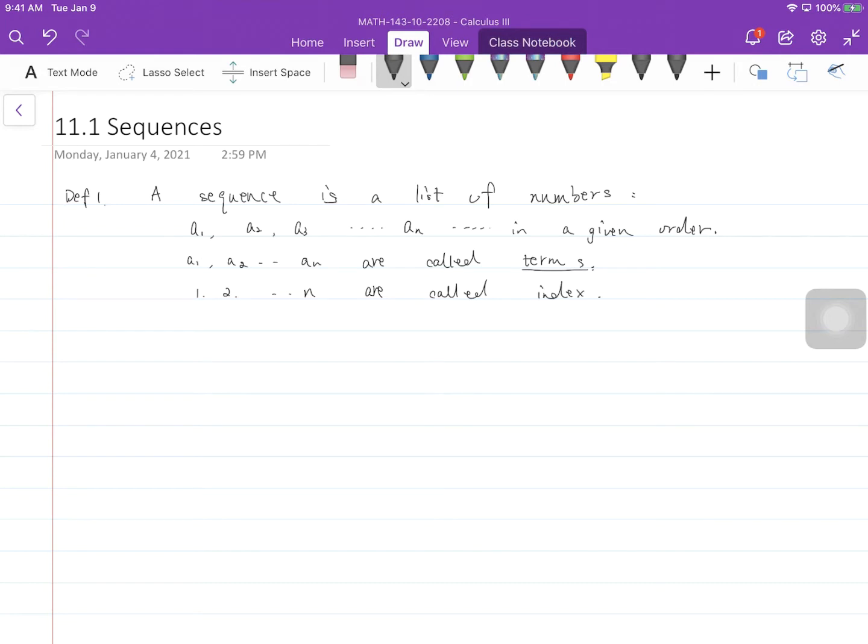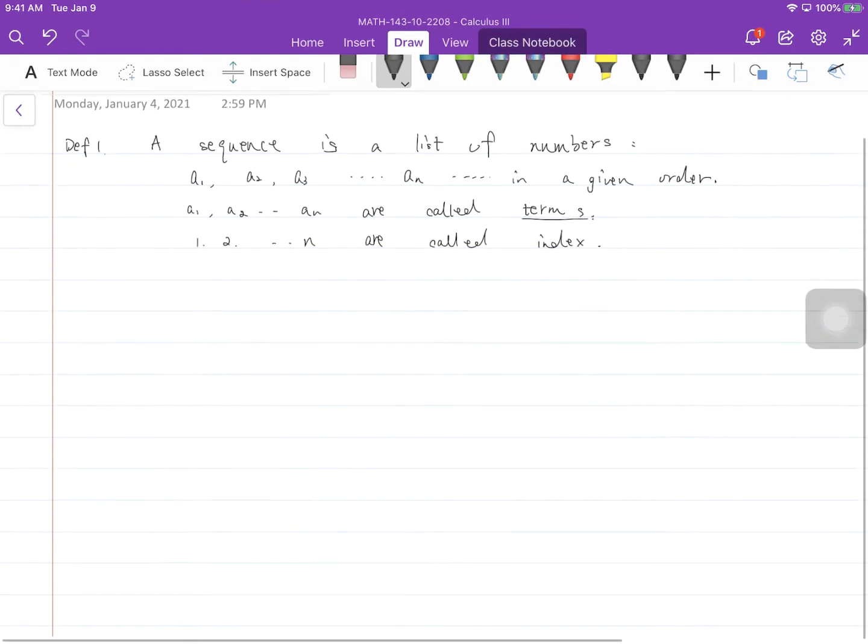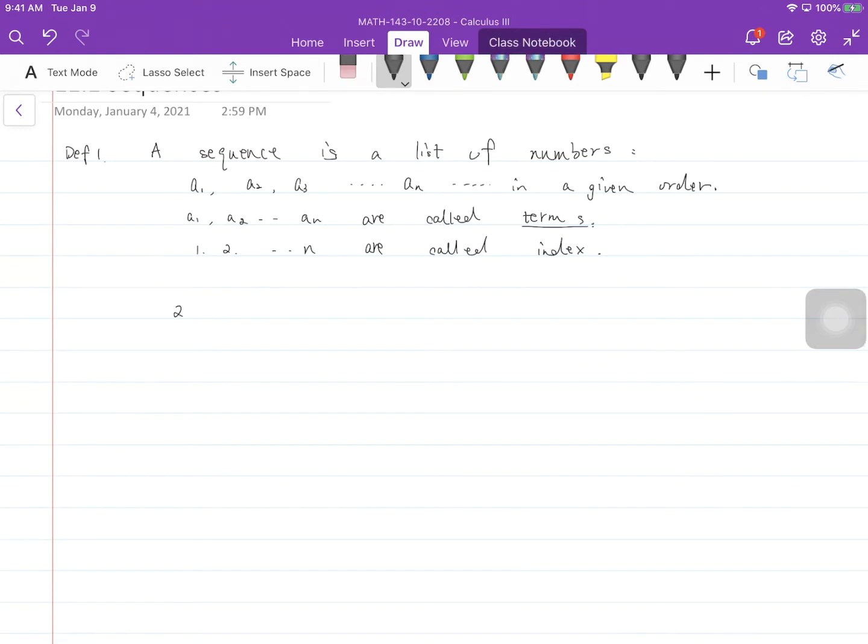Okay, and now let's take a look at the example. Here I have 2, 4, 6, 8, and 10, and the general term an is 2n. This is a sequence, just a list of numbers, right? Now let's look at the terms. a1 is 2, a2 is 4, and in general an is 2n. Actually, these are all the even numbers.